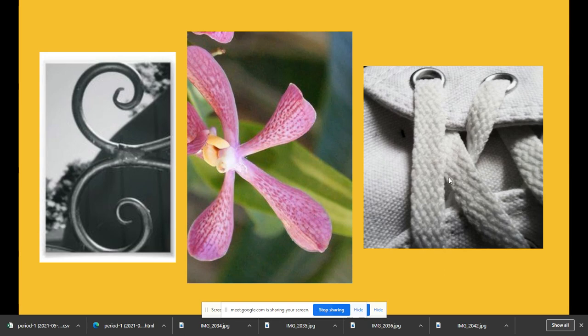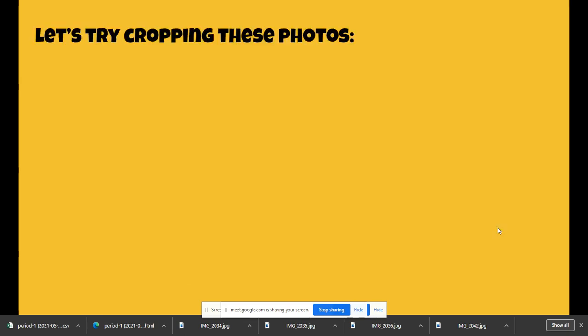And same with the tennis shoes. If you took a whole picture of the whole top of your shoe and you didn't crop it appropriately, it wouldn't look like the letter K. It would just look like a shoelace, and no one would really understand. But now when I see this picture, the way that it's cropped, I understand that it's the letter K. So these are great examples.